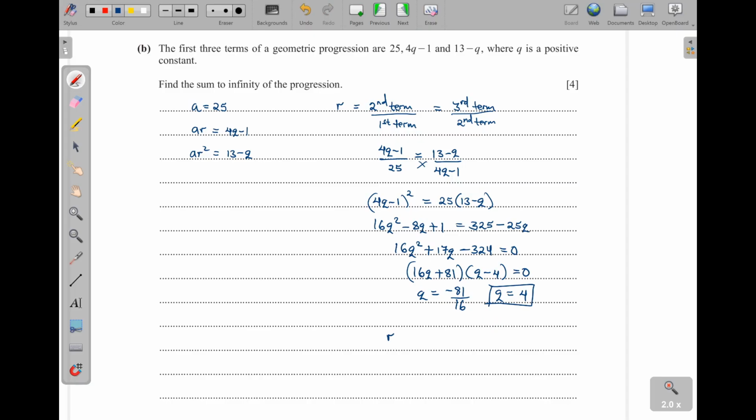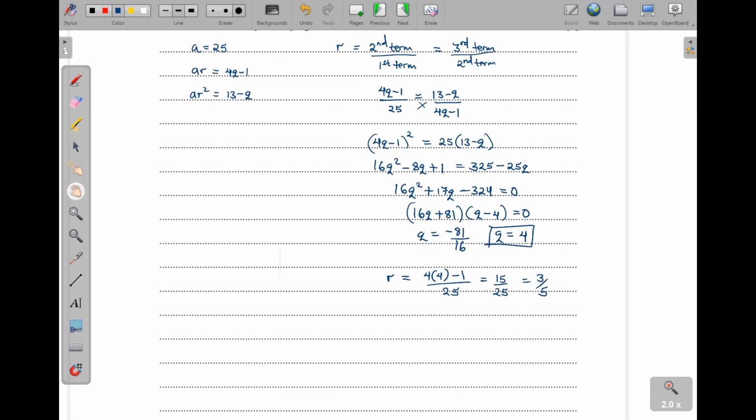So what will be r? Remember r, I can use this or this one here. So by using the first one, that is 4 times 4, which is 16, minus 1, that will be 15, then divide by 25. So 15 over 25, when I divide all through by 5, here I'll get a 3 and here I'll get a 5.